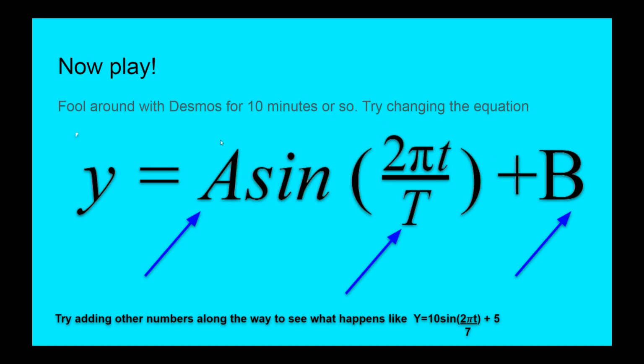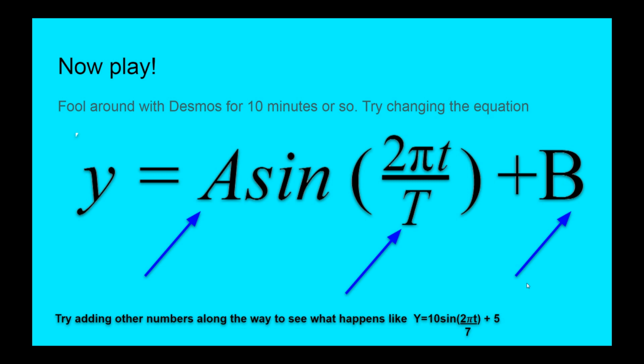A multiplier out front that I called A for amplitude, and you'll see what that does if you switch that multiplier from 10 to 3 to 1. Then take your 2 pi t inside, and with this big T underneath, just put in a number there and change it. Then I want you to change and add a value on the end, plus 5, minus 3, plus 2, whatever.